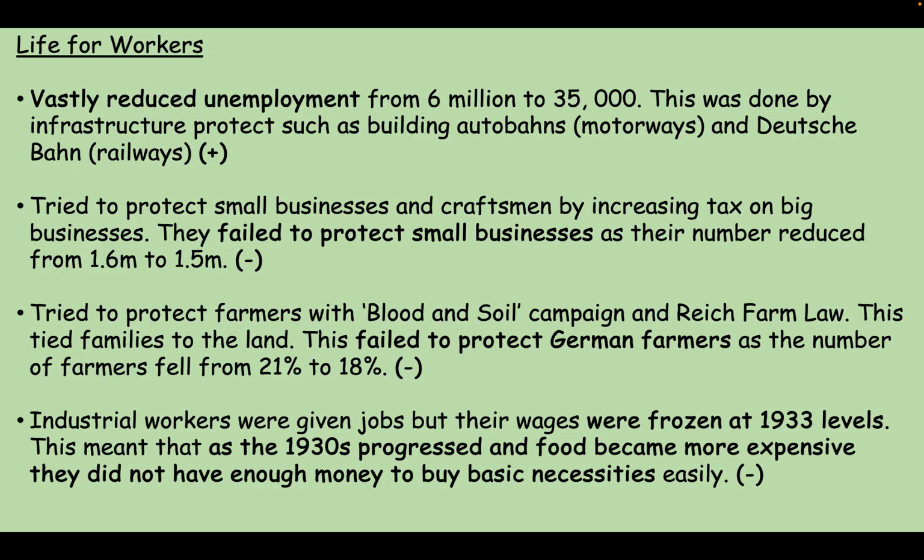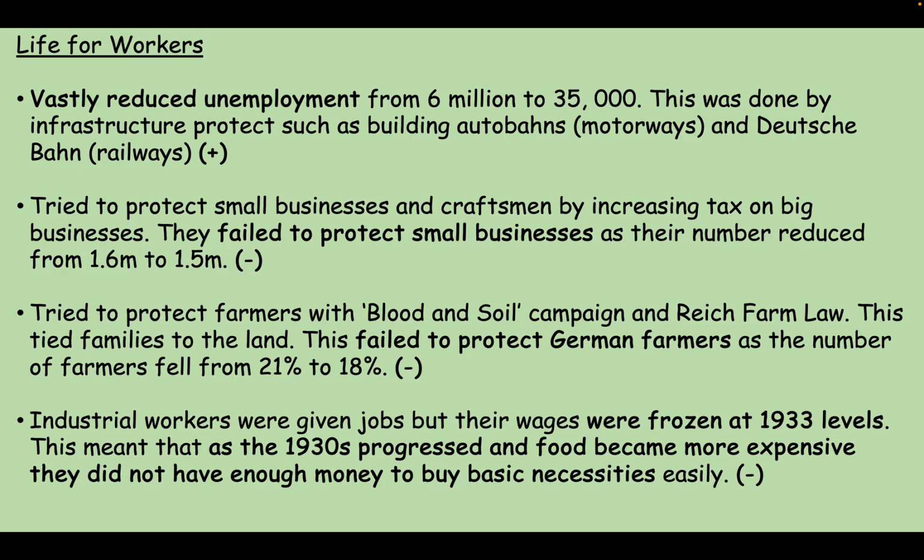The Nazis want to protect German farmers, and they have a campaign called the Blood and Soil Campaign. And they pass a law called the Reich Farm Law. Now, the Reich Farm Law means that families can't sell and give up their land. Now, the idea is that they're protecting farmers, but actually they fail to protect farmers because the number of farmers fell from 21% to 18%. So they fail in protecting farmers.